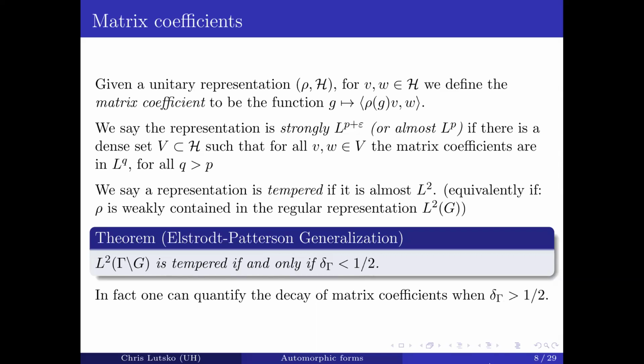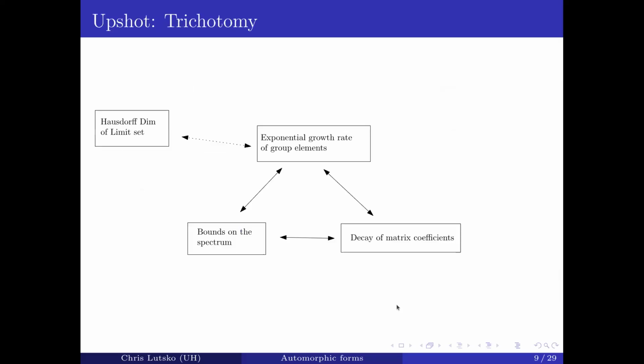So the point is that either your spectrum is just the imaginary axis, in which case the L2 space is tempered, and we can't say anything about base eigenvalues because there isn't one. Or we know what the base eigenvalue is. We don't have temperedness, but we have control over the decay of matrix coefficients. And we know what the base eigenvalue is.